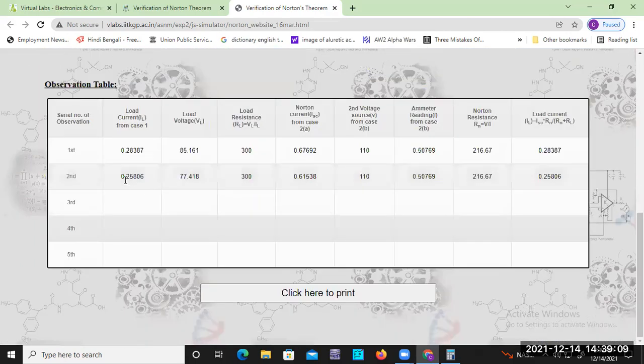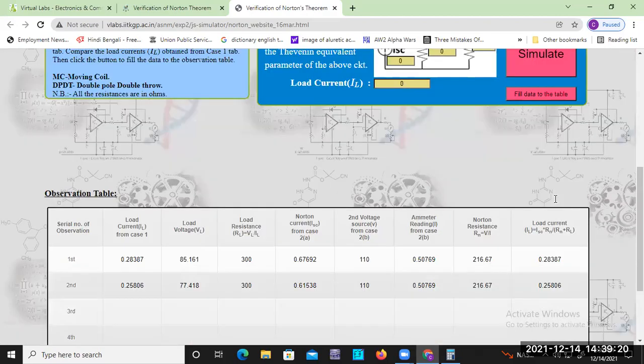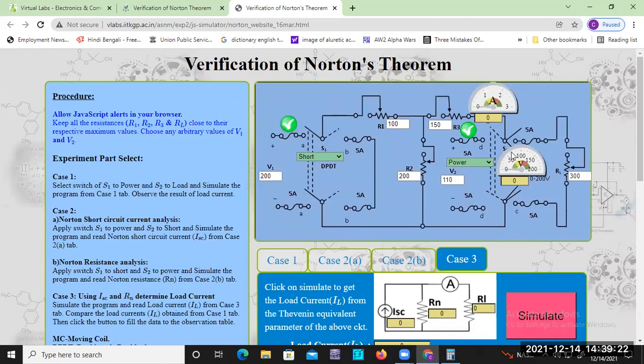Just fill in this data. You can get, first time it was flowing 0.25806 over here. Here also we are getting 0.25806 amount of current flowing over there. Okay, I think you got this by varying this portion. Now I want to vary the load resistance.